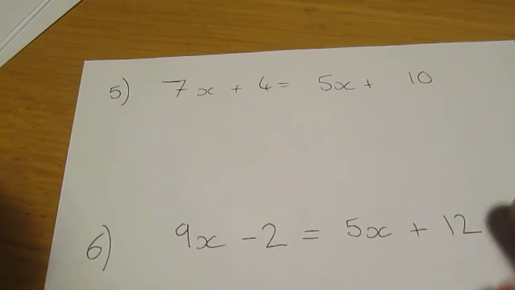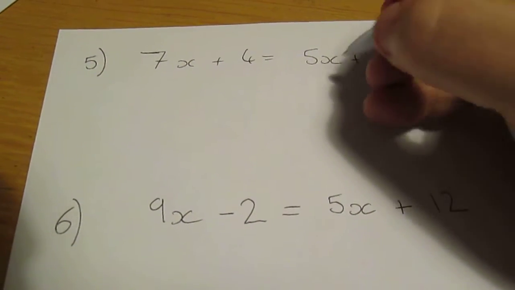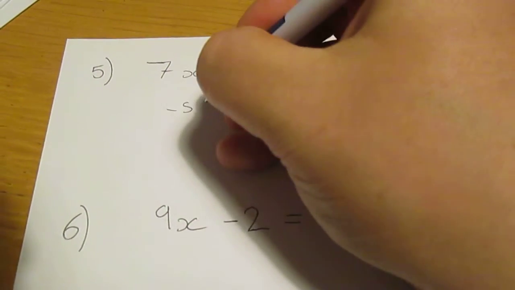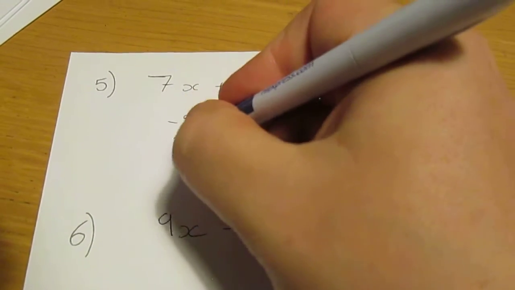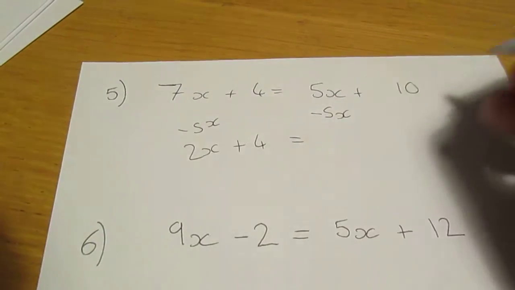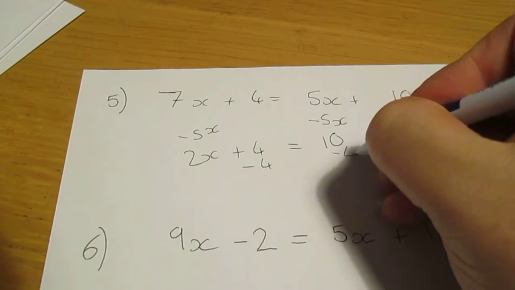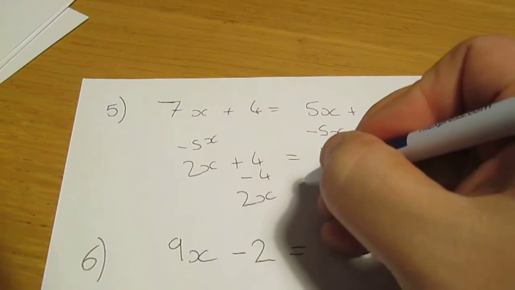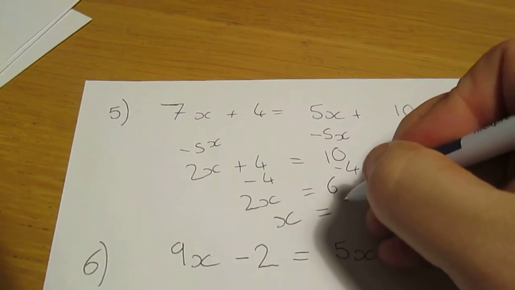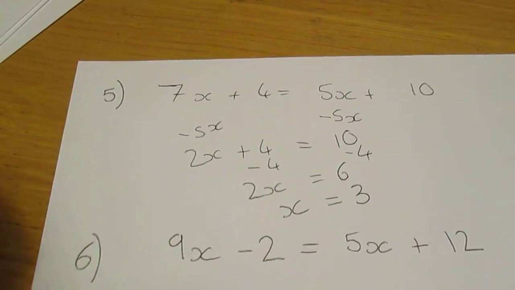Okay, so let's work through the first one. We've got x's on both sides. I don't want that, so let's get rid of these 5 x's from this side because that's the least amount of x's. So get rid of that from both sides. You end up with 2 x's add 4 equals, well they've vanished, 10. Then we take the 4 off both sides, so we get 2 x's equals 6. Then we divide by 2, so x in this case will equal 3. Excellent. Hope we all got that one right.